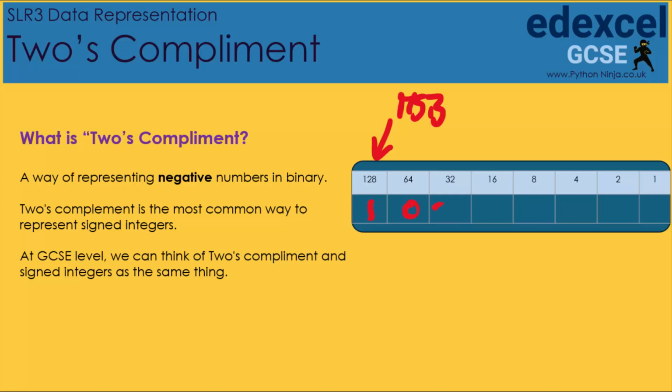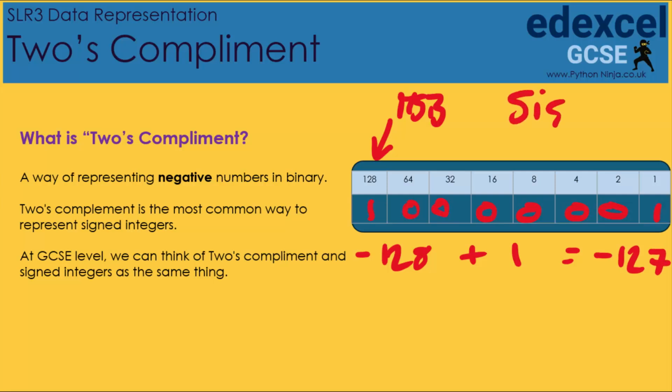So this example here is -128 plus 1 equals -127. So this is a signed integer, because it's got the most significant bit. Now 2's complement is basically using signed integers, a way of representing negative numbers, and at GCSE level signed integers and 2's complement are basically the same thing, so don't get confused by the language.